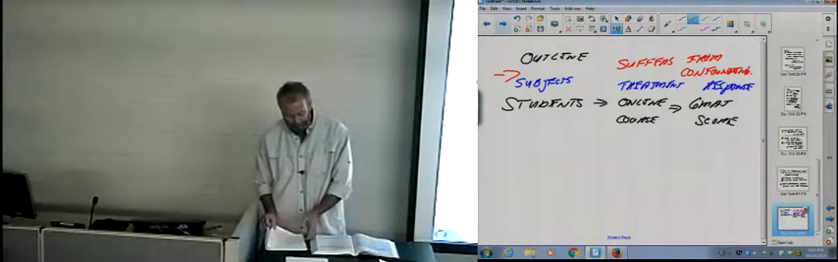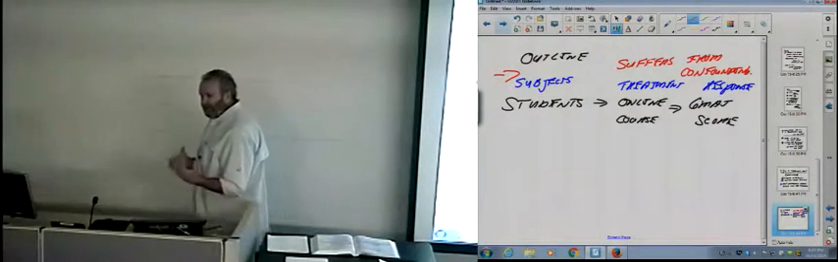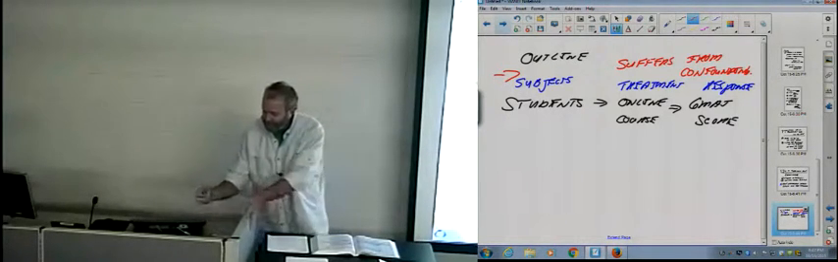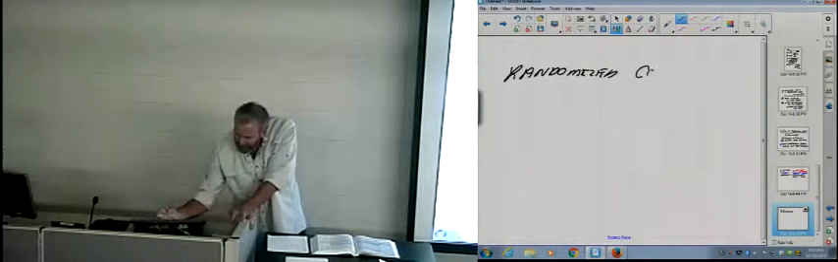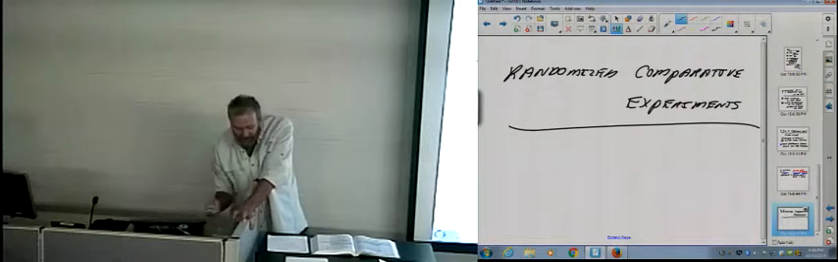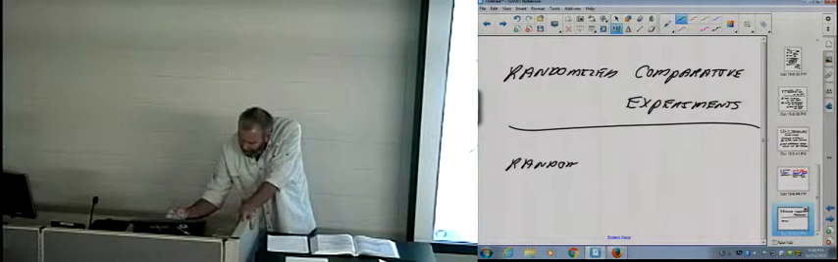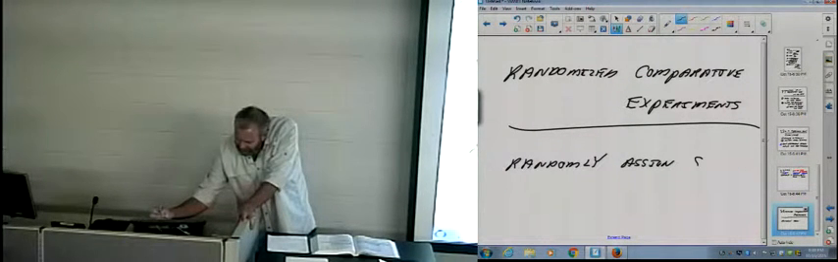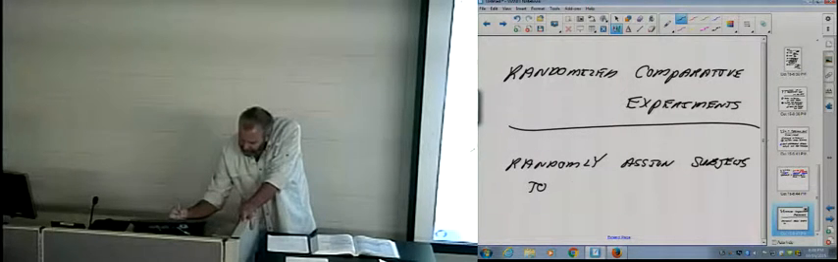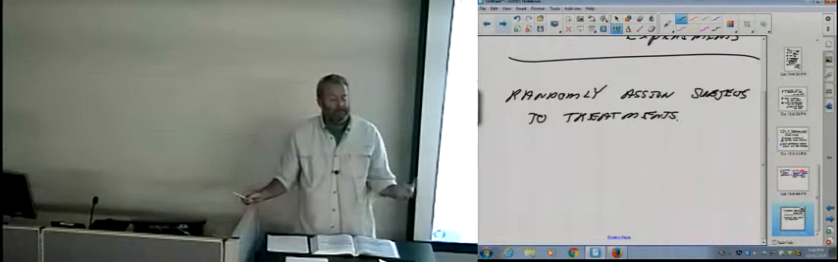Now, we're about done for today. I'm not quite done. I'm not quite there yet. We're going to start adding words in front of experiment. See, the experiments we like to do in this class, we like randomized, comparative experiments. That's what we like. Okay? We like to randomly assign subjects to treatments. That's the randomized part. We want to randomly assign the subjects to the treatment.